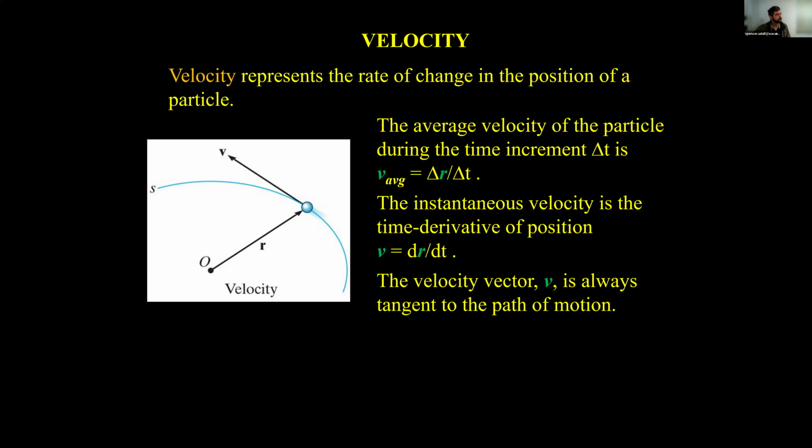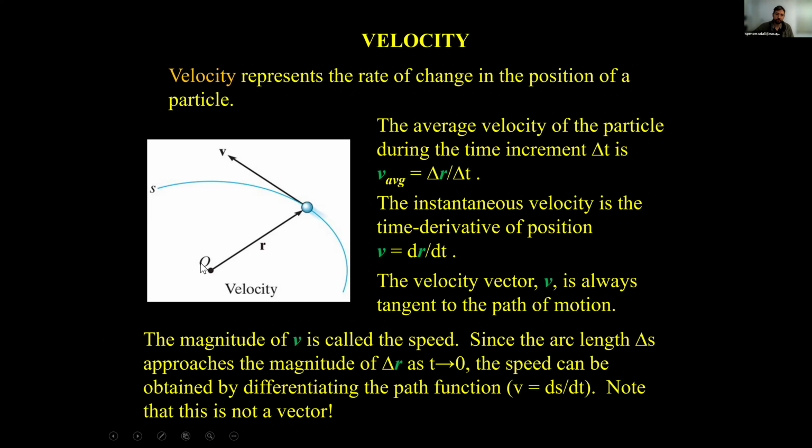They're always tangent to the curve too. Right, exactly. So when we take the derivative of the change of the r vector, the position, that gives us the velocity vector tangent to that path. Good. Okay, so the magnitude of that velocity vector would just be the speed, right?